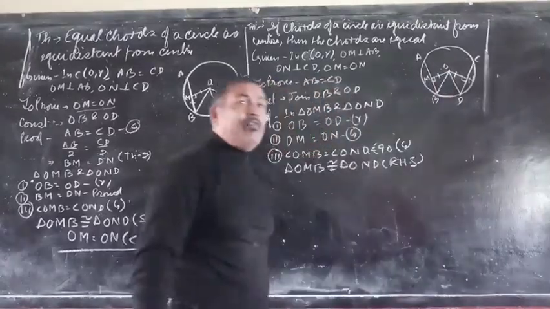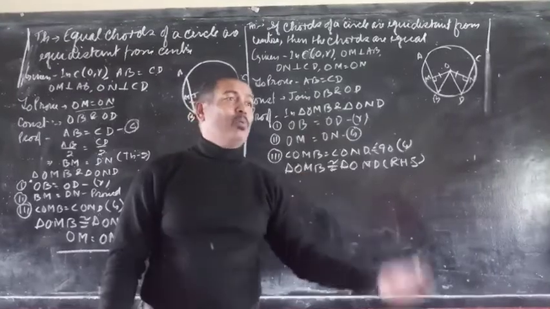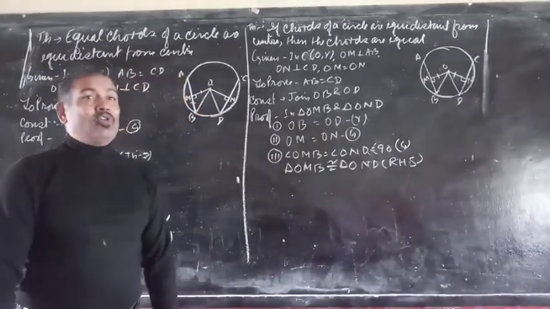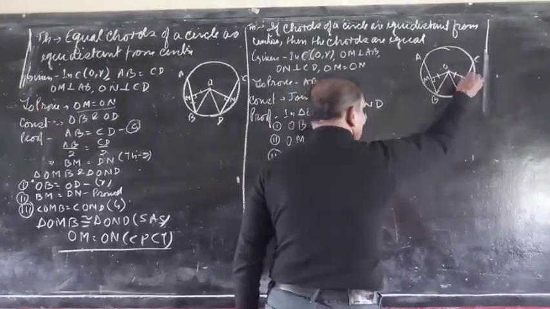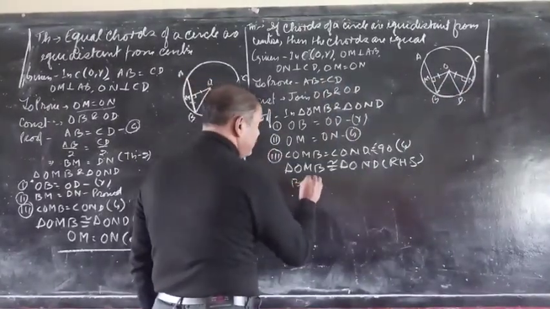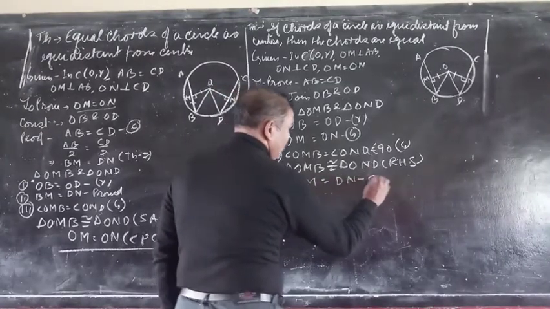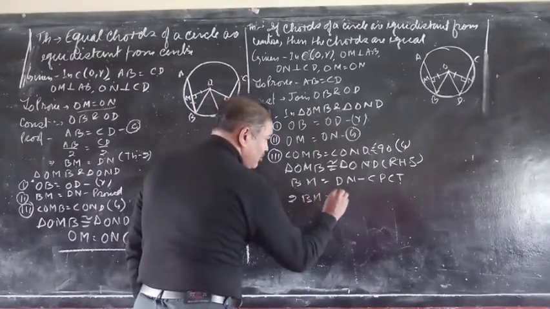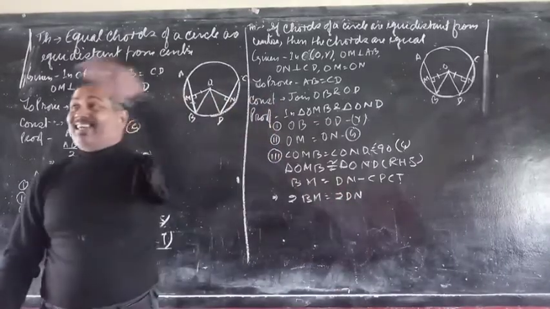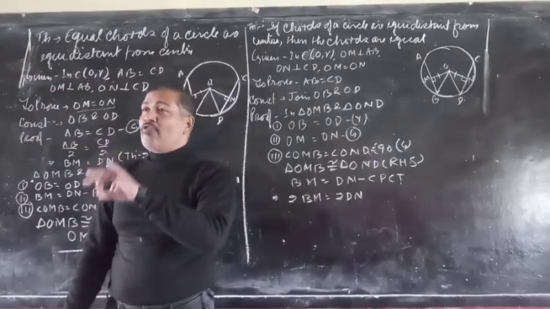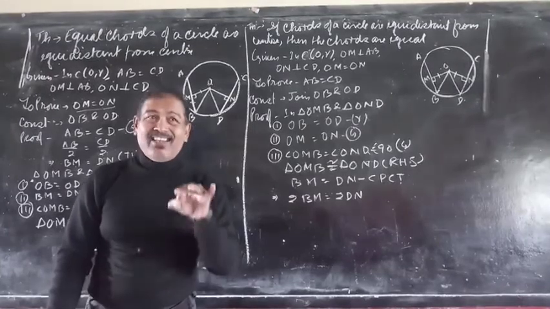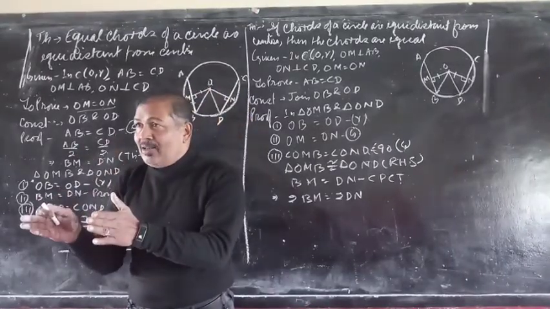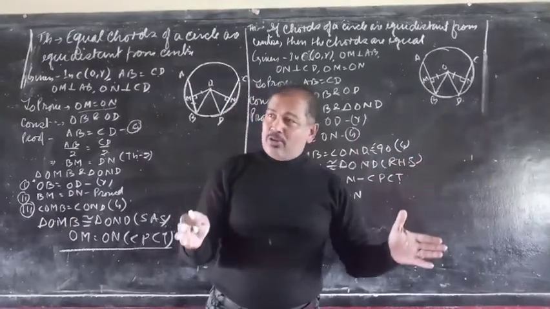Because hypotenuse and one side of one right triangle are equal to hypotenuse and the corresponding side of the other right triangle. If these two triangles are congruent, then obviously MB is equal to ND, BM is equal to DN, because of CPCT. So we can write here, if BM are equal, then twice of BM is also equal to twice of DN. Now please recollect the previous theorem: perpendicular drawn from center to chord bisects the chord. If in a pair of line segments their halves are equal, then their wholes are also equal.